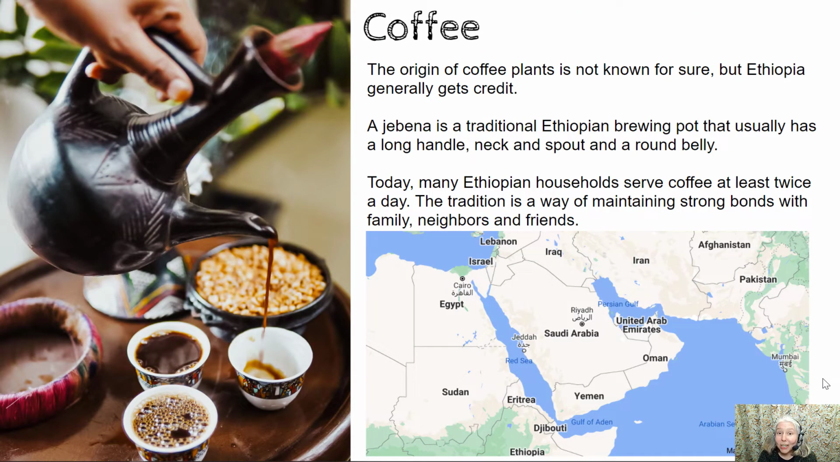Coffee. The origin of coffee plants is not known for sure, but Ethiopia generally gets credit. You can see down at the very bottom of the map. A jabena, as you can see in this photo, is a traditional Ethiopian brewing pot that usually has a long handle, neck, and spout, and a round belly.